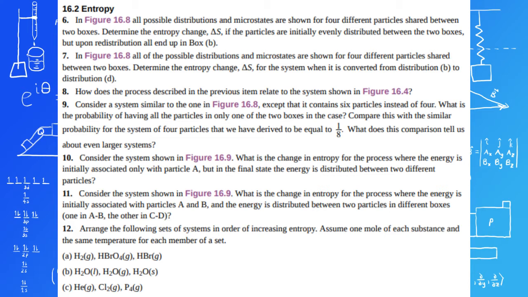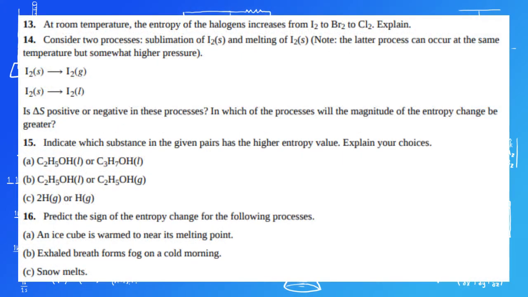Okay, next up, we've got at room temperature, the entropy of the halogens increases from I2 to Br2 to Cl2. Explain. Size. Cl2 is the smallest, so given the same volume, there's just more possible configurations, more spaces that those smaller particles can occupy.